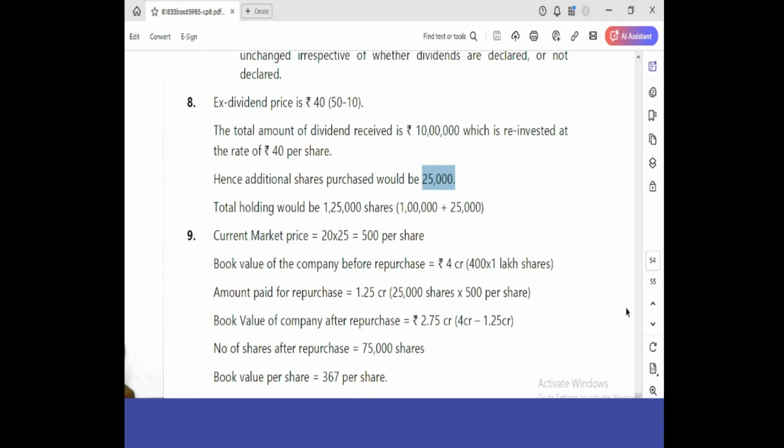Now tell me how many shares you'll be holding after reinvesting the dividends. 1 lakh shares plus another 25,000 that you bought now. In all, you'll be holding 1,25,000 shares. Is that clear? Yes, sir.